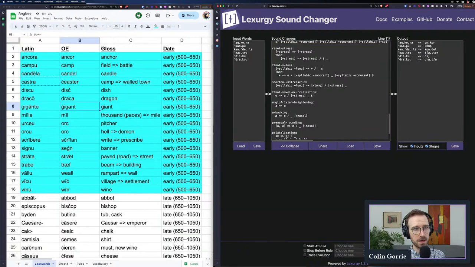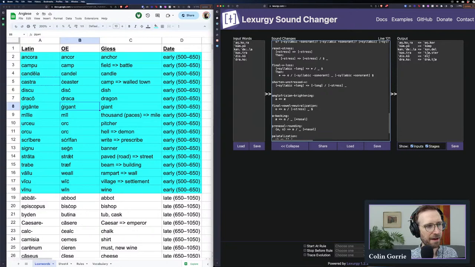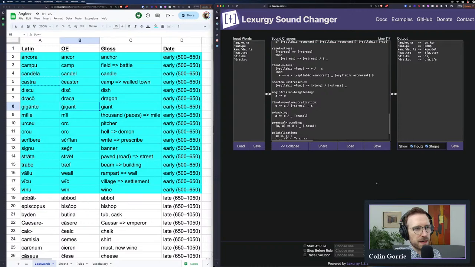Oh, what's happened? We are experiencing the magic of a feeding order again. The final vowel neutralization, O to A, produces an A as output, and we have fed the Anglo-Frisian brightening rule to A, which feeds the palatalization rule. So we have this feeding order, which we don't want. We need to put this after the Anglo-Frisian brightening rule. Dracha.